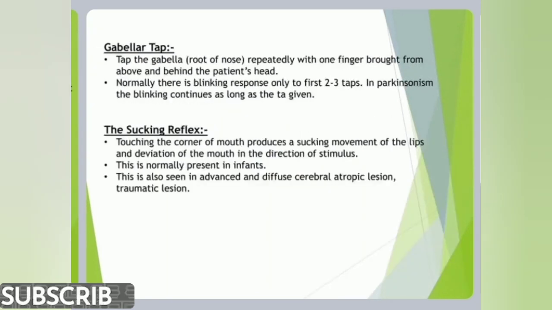Glabellar tap. Tap the glabella, the root of the nose, repeatedly with one finger brought from above and behind the patient's head. Normally there is a blinking response only to the first 2 to 3 taps. In Parkinsonism, the blinking continues as long as the tap is given. Now comes the sucking reflex. Touching the corner of the mouth produces a sucking movement of the lips and deviation of the mouth in the direction of the stimulus. This is normally present in infants. This is also seen in advanced and diffuse cerebral atrophic lesion and traumatic lesion.